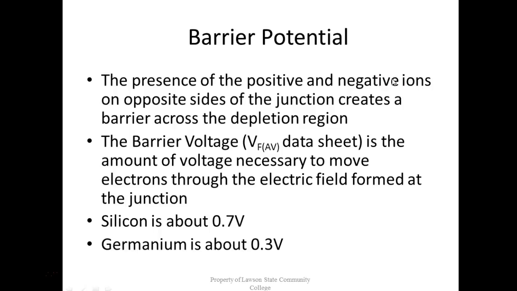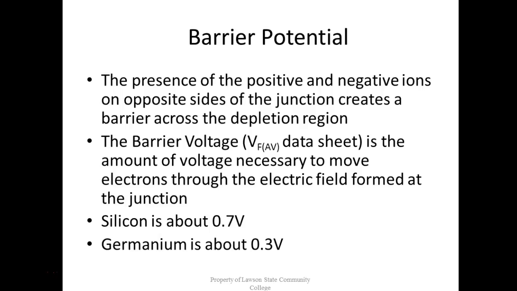The presence of positive and negative ions on opposite sides of the junction creates a barrier voltage across the depletion region. And we call it what? The barrier voltage. Now on your data sheets, it's going to be called VF. So if we looked at the data sheet on a diode, one of the ratings is the VF of the diode. This is the barrier voltage that's across that thing. Y'all heard of diodes before? That's what we're looking at.